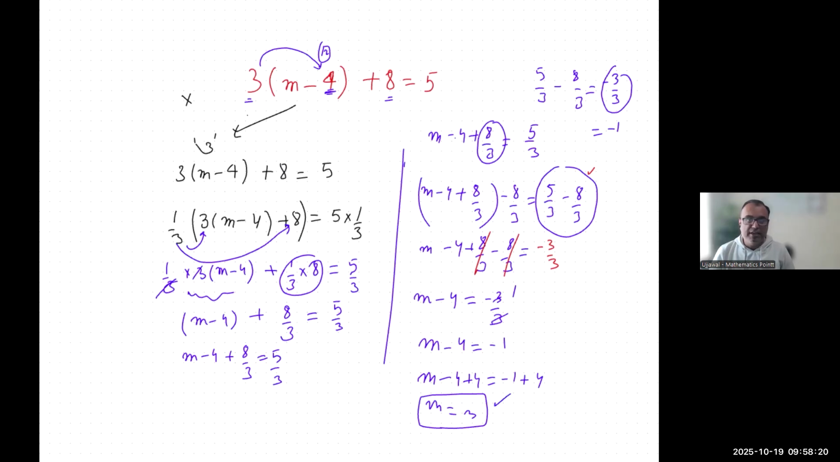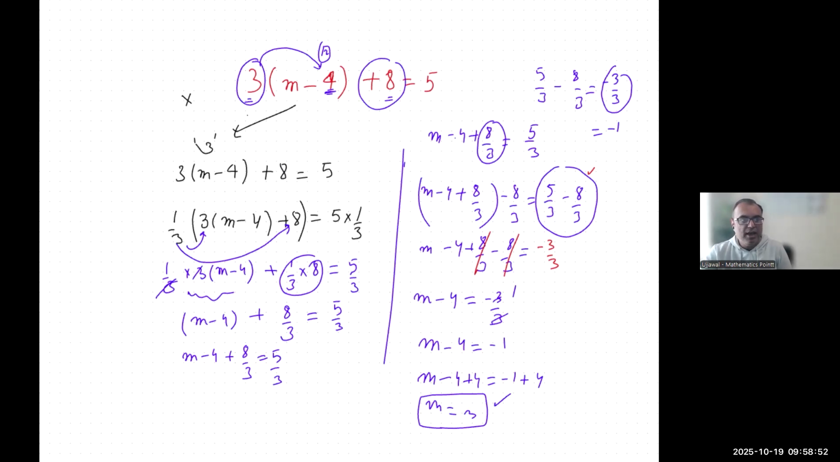M was not 5. No one told me 3. Now, this was one way how I got rid of 3 first. And getting rid of 3 made this expression and this equation super complicated. And it involved fractions. So the easiest way would have been to get rid of this 8 first. And you could have got rid of all the fractions that we just played around.